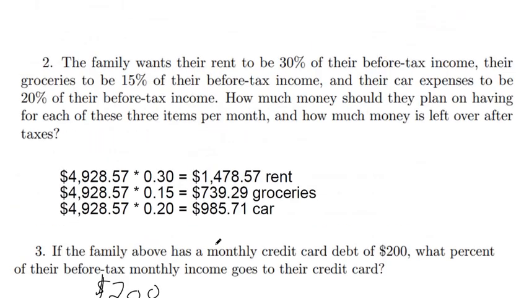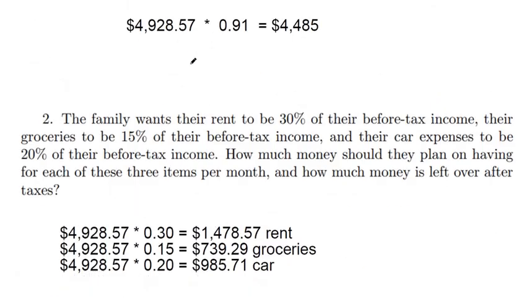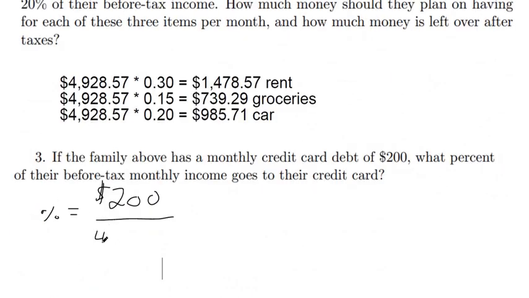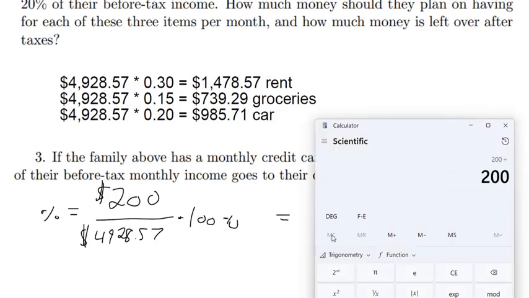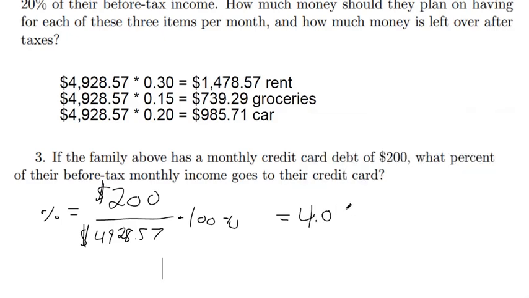In this case, $4,928.57 is our base. And then you multiply by 100 to convert it to a percent. So we got 200 divided by 4,928.57 times 100. So that's about 4.06%, roughly. So roughly 4% of their income is going to their credit card.